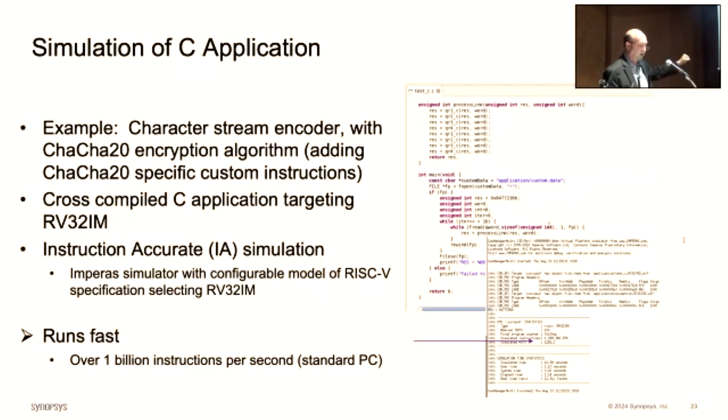This is just a simple RV32IM generic core that we are running. And actually, this is running quite fast. It's running over 1 billion instructions per second. And here it is executing, hard to see from here. If I remember right, this executes about 1.3 billion instructions for this.